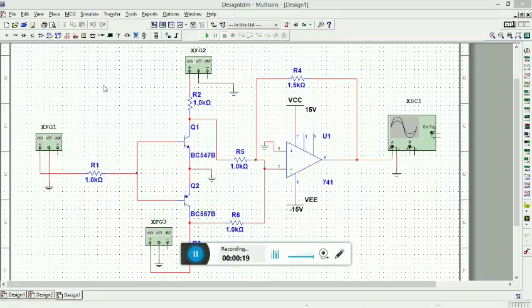So the apparatus, the components we have used, are the resistors, which you can see, 1K resistors. We have used two transistors. The transistors which are supposed to be used in the real experiment are SL100 and SK100, but for the sake of simulation we have used BC547B for the NPN transistor and BC557B for the PNP transistor. They have the same characteristics. We have used an op amp, and these are the waveform generators and an oscilloscope to check the output.